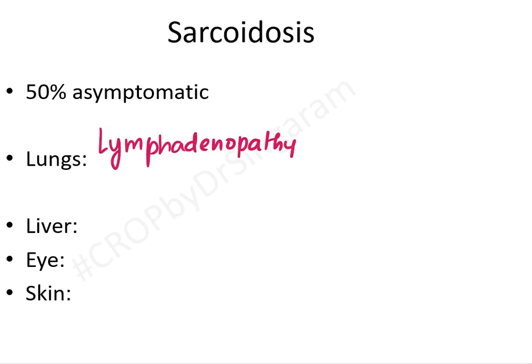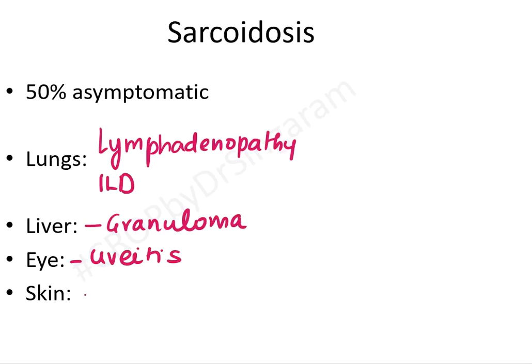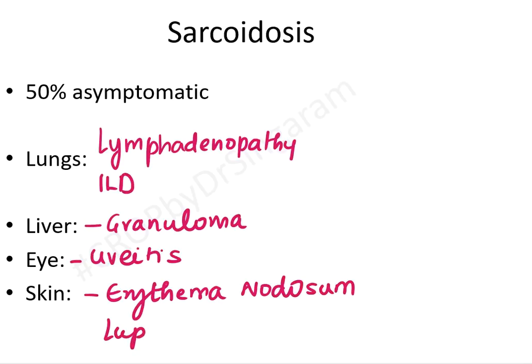especially the hilar and the paratracheal lymphadenopathy. It can also present as interstitial lung disease. In the liver, the characteristic finding is granuloma and chronic liver disease. In the eye, it characteristically presents with uveitis. In the skin, there are two important findings. One is erythema nodosum, which is usually noted over the legs, over the shin. Next is, around the nose region, what we call lupus pernio.